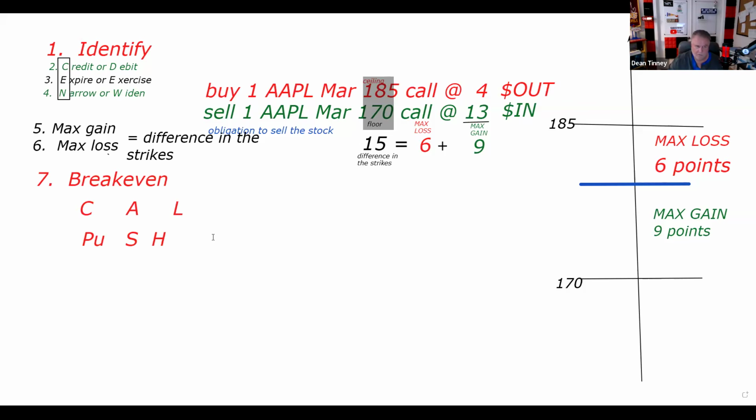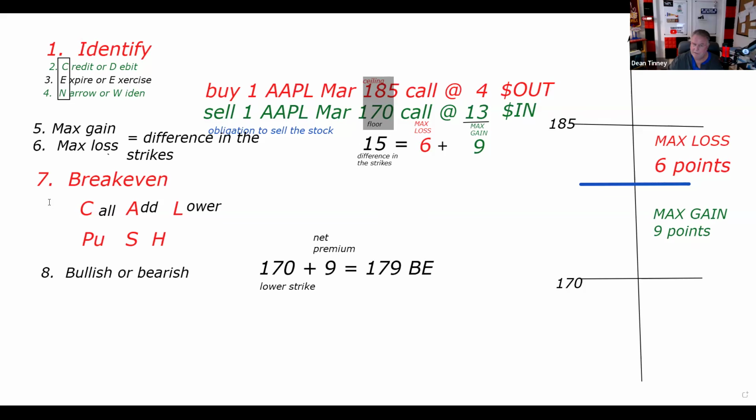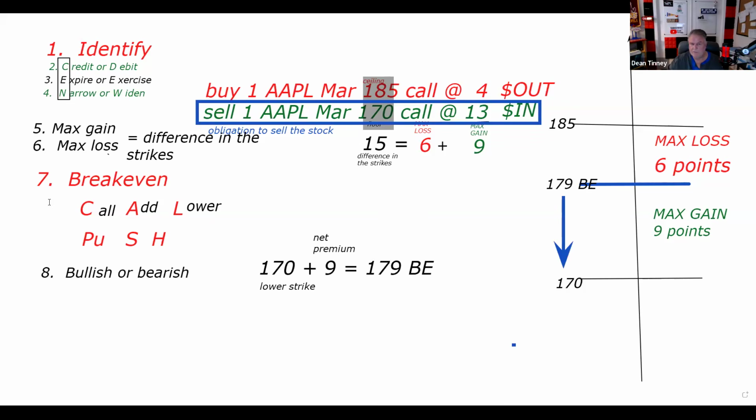Now, CAL stands for call, add to the lower. So we're going to take the lower strike, 170. We're going to add the net premium, and we get our break even of 179. The last thing we've got to do is determine bullish or bearish. The way we do that is a larger premium dominates the position. All right, so those are the 8 things that you need to be able to do on a spread.